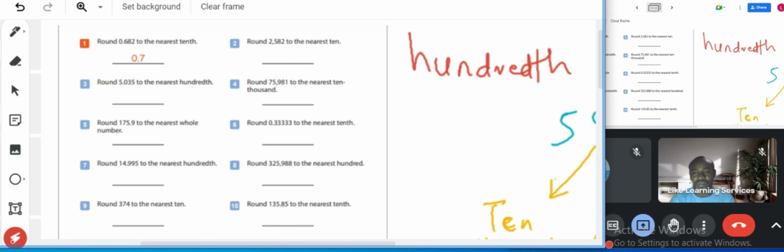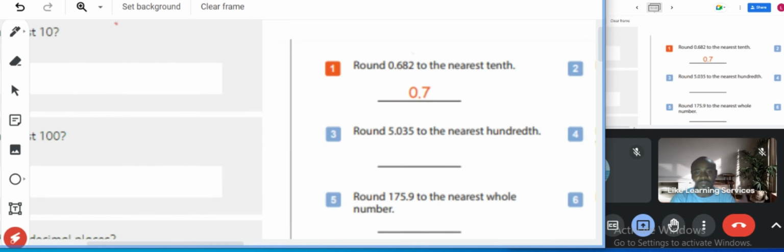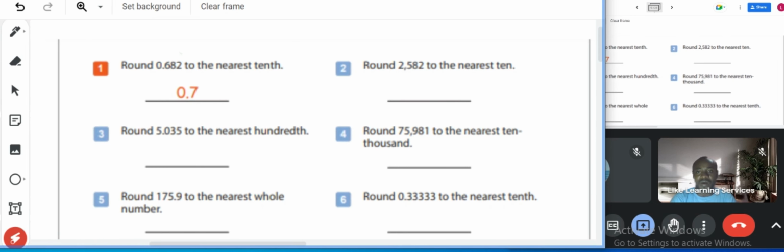Let's look at this one. The first question, read out this number. Round 0.682 to the nearest tenth. To the nearest tenth. So the place value is tenth. I can zoom it in a bit so that we see it better. It says round 0.682 to the nearest tenth. So we are stopping at tenth.